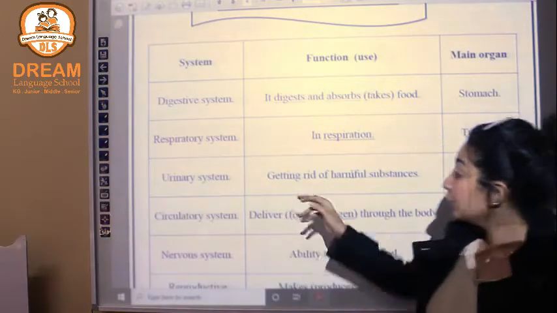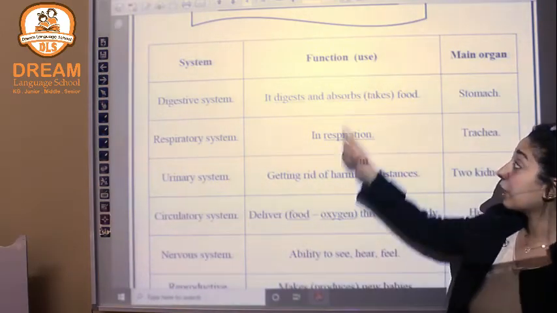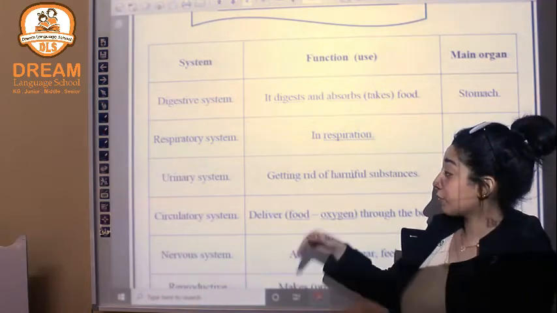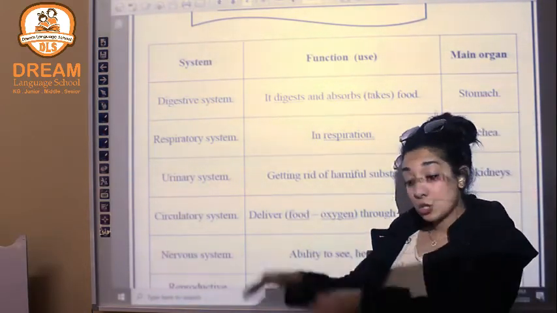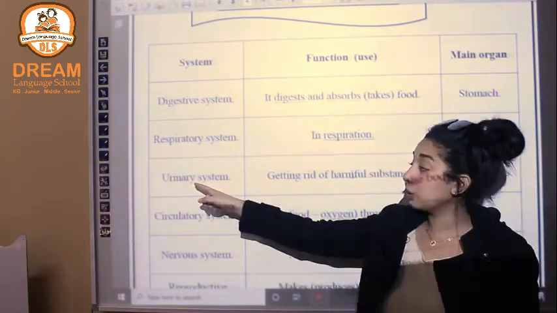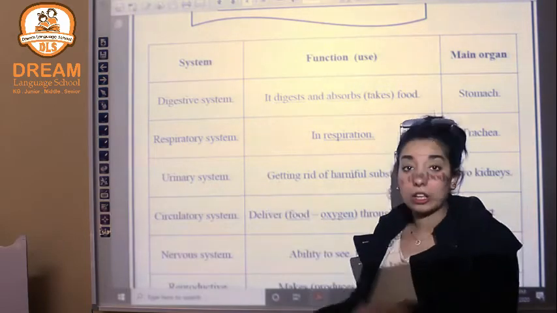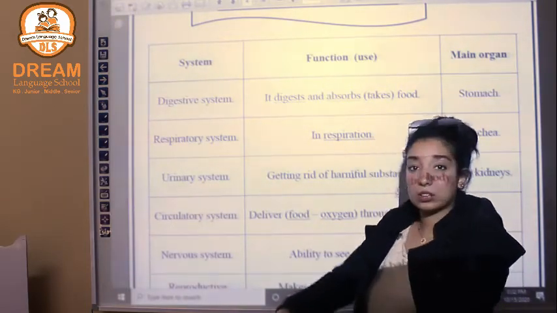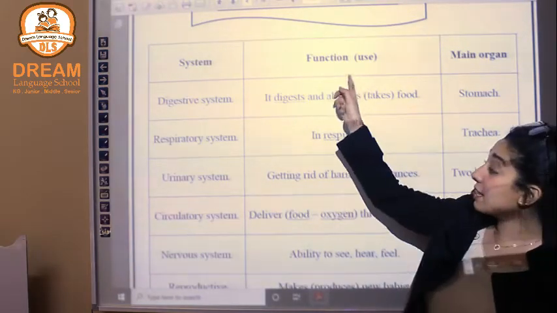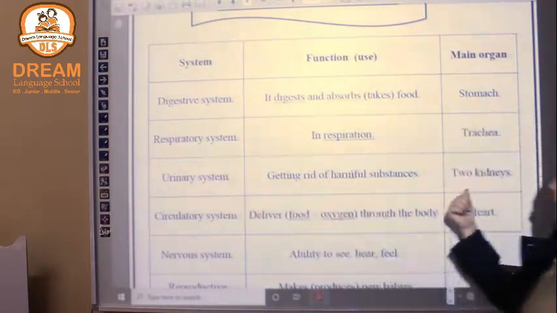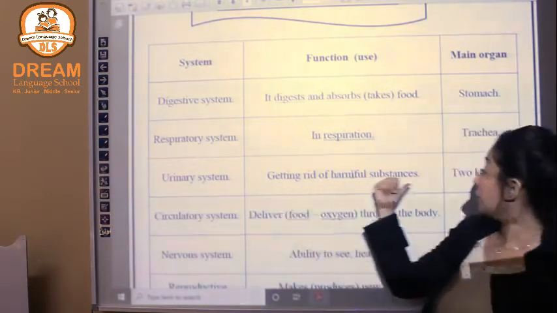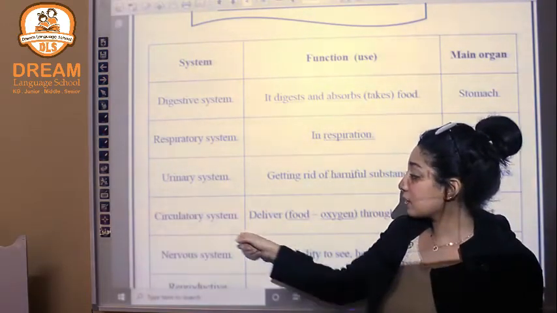The urinary system: its function is getting rid of harmful substances. What is the meaning of get rid? To get out the bad, dirty things inside our body. Urinary, it gets them outside our body. What is the main organ? It is the 2 kidneys. The main organ that makes me get rid is the 2 kidneys.